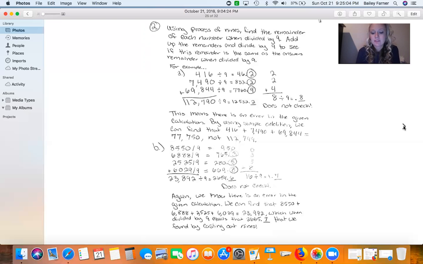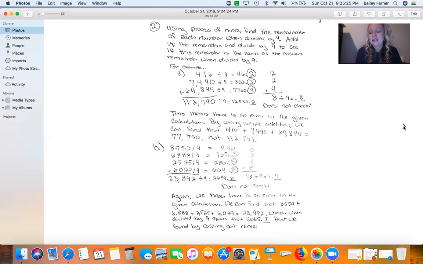And the same thing for 69,844. It equals, divided by 9 equals 7,760.4, and we're going to use that 4 after the decimal. And so what we do is we add up the decimals, or the remainders that we were given, 2 plus 2 plus 4, and we know that equals 8.